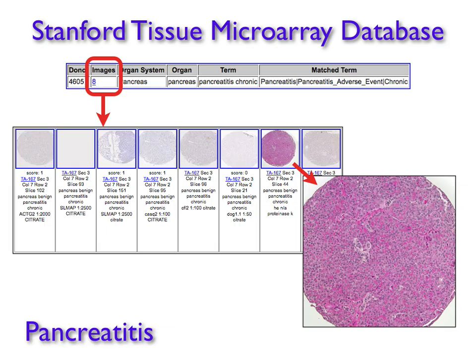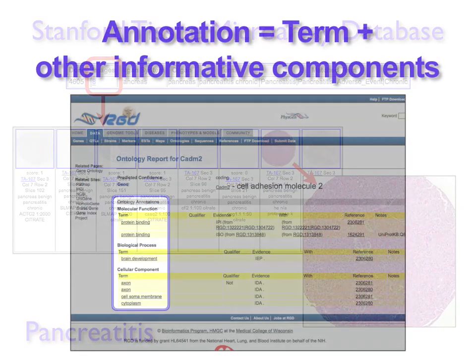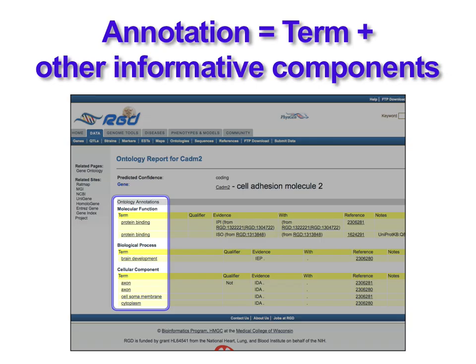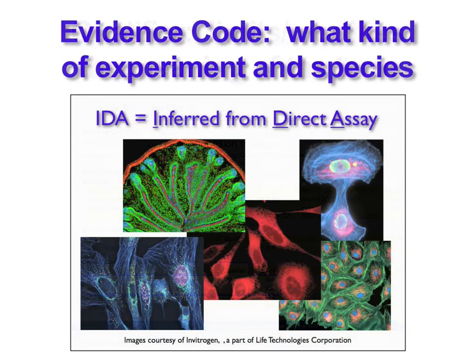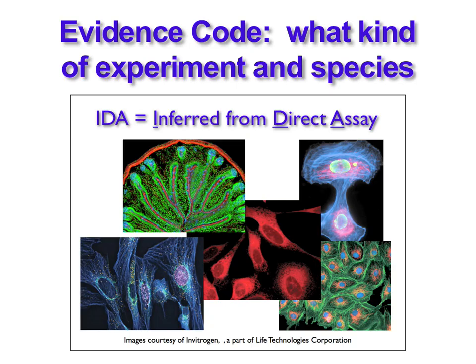So here's a recap of what we've talked about. Although the ontology term itself is the most important part of an ontology annotation, sometimes there are other informative components that are presented. When a qualifier is present, it limits or modifies the meaning of the ontology term. The evidence code gives you an indication of what kind of experiment was done to support the assignment of an ontology term to a data object such as a gene, and whether the experiments were done with material from the species being annotated or another species.